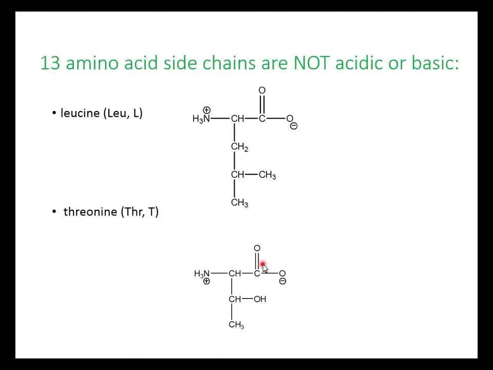There are 13 amino acids that have side chains that aren't acidic or basic. So they behave just like alanine, which we just looked at. No big surprise here, leucine is one of them. There's no groups on this that could do anything. The threonine has an alcohol group. That alcohol group acts as a molecule. It doesn't react as an acid or a base. And there are 13 total side chains that act this way.